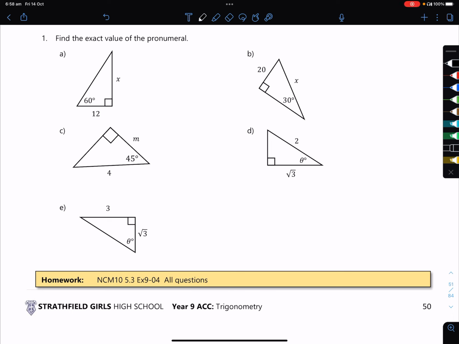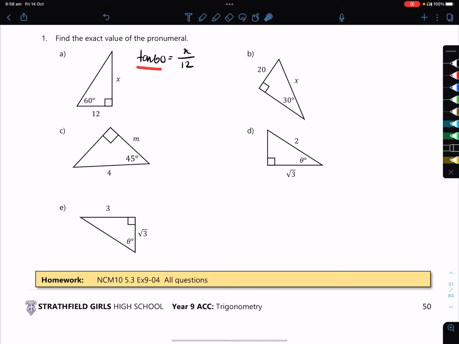Find the exact value of the pronumeral. Okay, so how are you going to find the x here? By relating the opposite edge to 60 degrees and the adjacent edge. So we're going to use tan. So tan of 60 is x over 12.